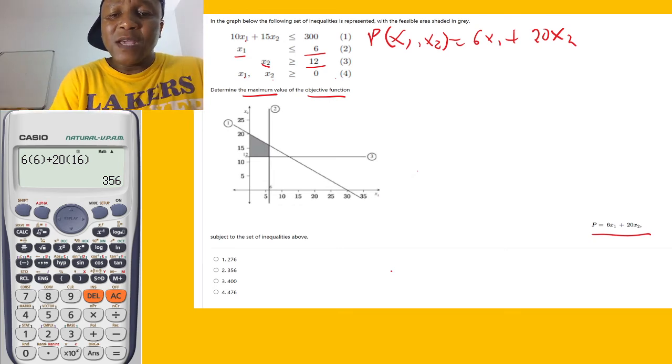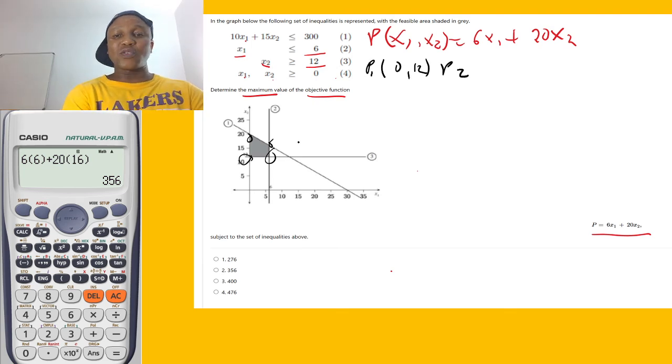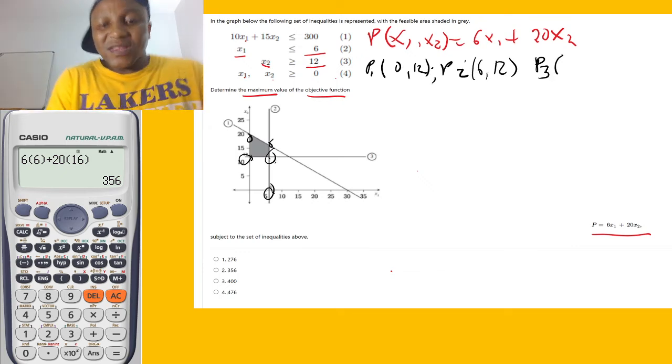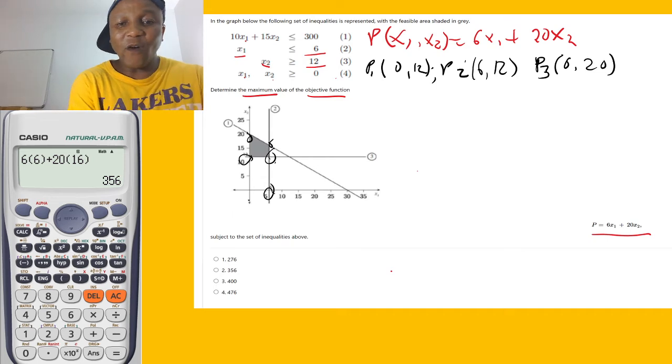Okay, now we're going to take the feasible points. The first one, point 1, is going to be 0 and 12. Point 2 is this one right here, which is going to be 6 and 12. Okay, what's point 3? Point 3, this one here, is going to be 0 and 20.